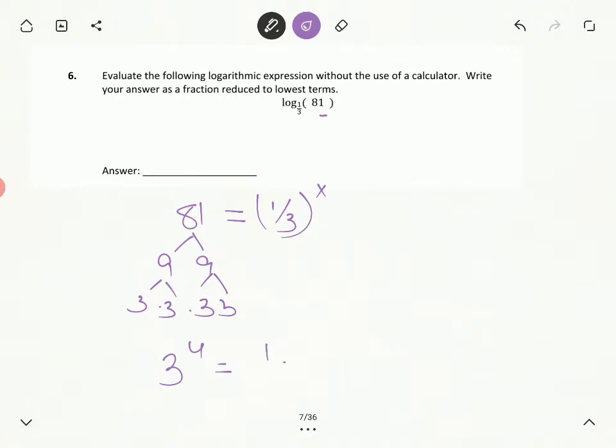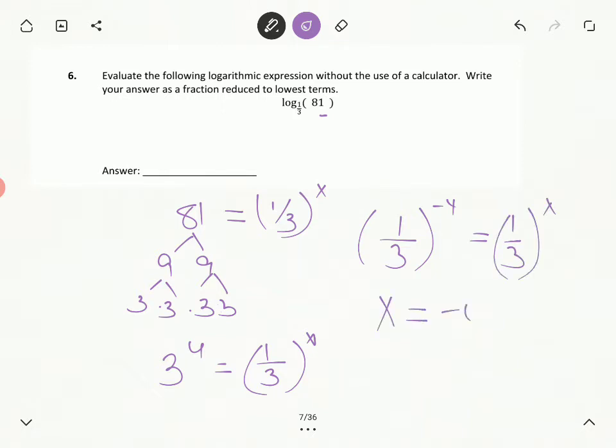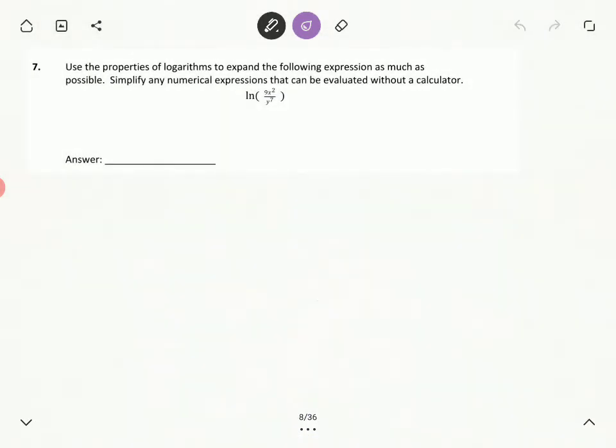For number 7, use the properties of logarithms to expand the following expression as much as possible. Simplify any numerical expression that can be evaluated without a calculator. This is really small, I'm going to rewrite it: ln of 9x squared over y to the 7th. So we're going to be using the logarithmic property of division, which means we can subtract. So divide means to subtract. Divide means minus.